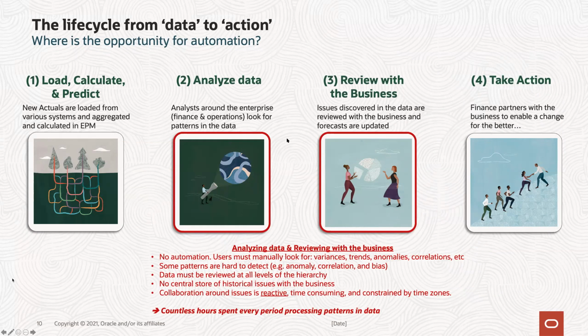In particular, this is in steps 2 and 3, where you're analyzing data and you're trying to review it with the business. Typically a very lengthy process, lots of people involved in it. Sometimes certain patterns might be missed. There's no central store of where all of these issues are, all the variances and trends and bias calculations and things of that nature. So instead of spending hours doing this kind of thing, we believe that can be automated.